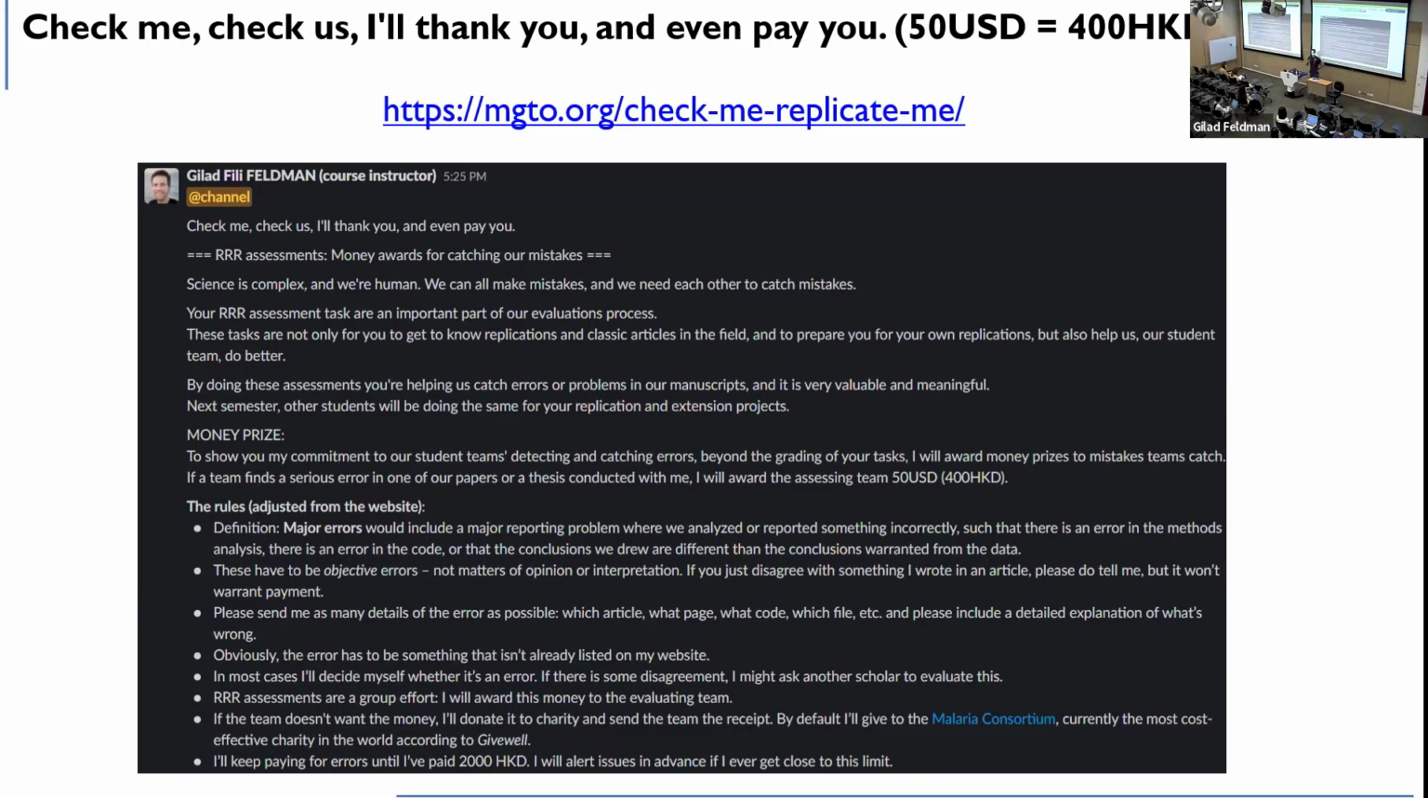Next semester, some people will be going over your stuff. So we help one another, lots of checks and balances. You get assistance from the teaching assistants, you get assistance from the instructor, you get assistance from the entire community on Twitter, and then you get assistance from future students that will look at your work.